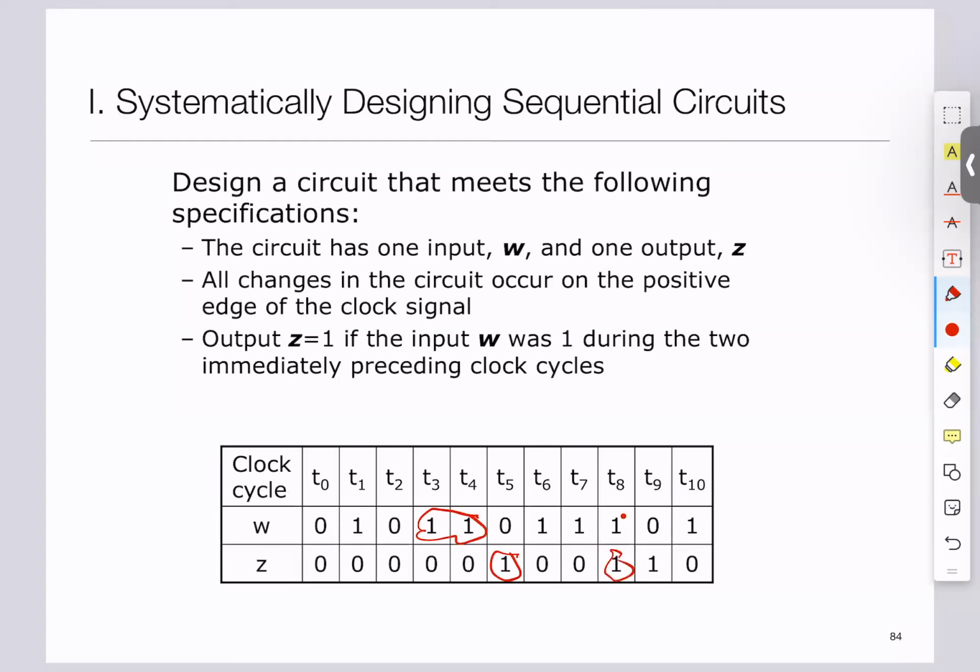Z is 1 because these two are 1. And then Z is 1 because these two are 1. Firstly, looking at this, it seems like it should be a Moore machine because the action is taking place in the next clock tick.